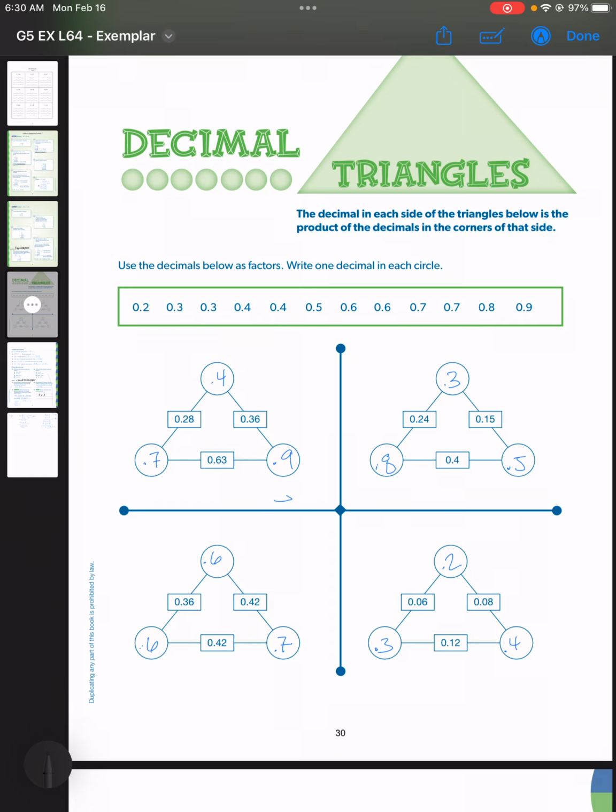Students are then going to get some at-bats with multiplying decimals. In this first worksheet, decimal triangles, the setup of the worksheet could become confusing, so it's going to be helpful to help kids orient to what they're looking at.